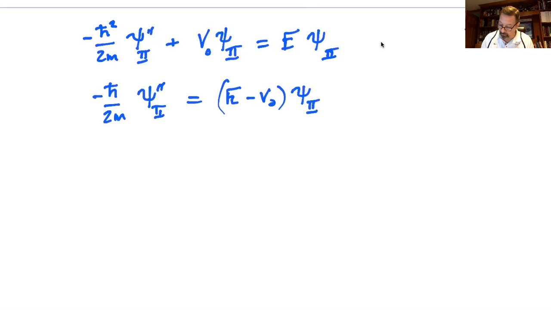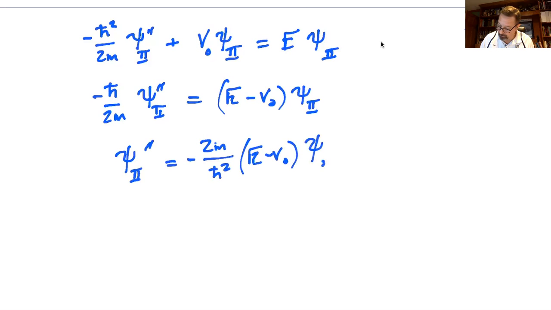I guess the next step is, I don't need the heading, I don't need the top and the bottom. It's lowercase psi I'm working with here. Psi 2, second derivative, is equal to then 2m over h bar squared. Don't forget the negative sign, times the kinetic energy E minus V0 times the wave function.